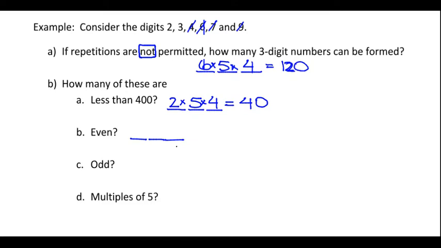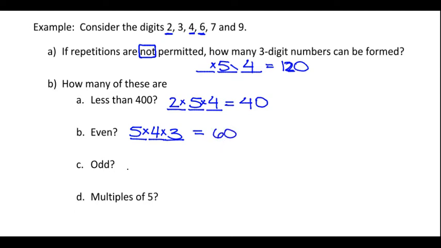Next, what if the number is even? So if it's even, that means that it must end with either a 2, a 4, or a 6. So that gives me 3 possible ending numbers. So there's 3 options right here. And again, no repetition, so this could be 5, and then 4. That gives me a total of 60.